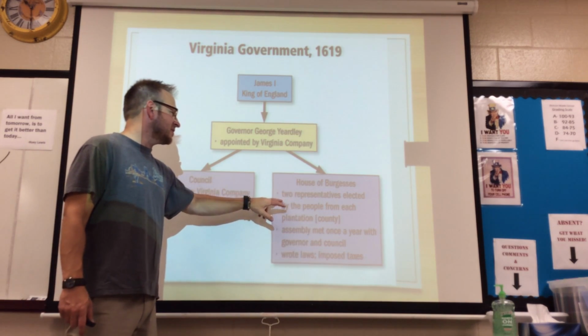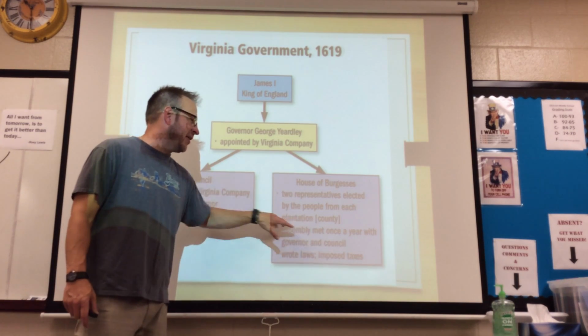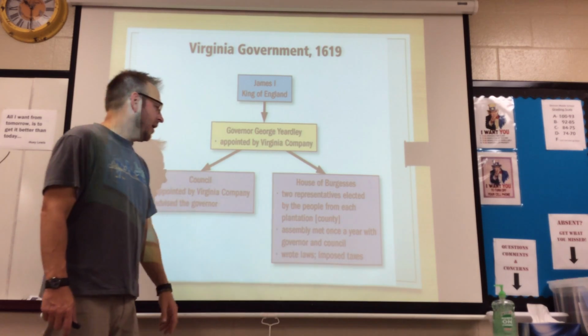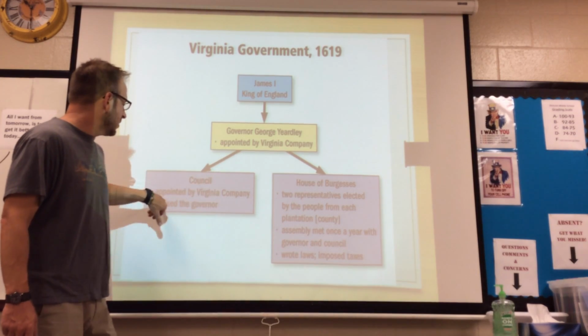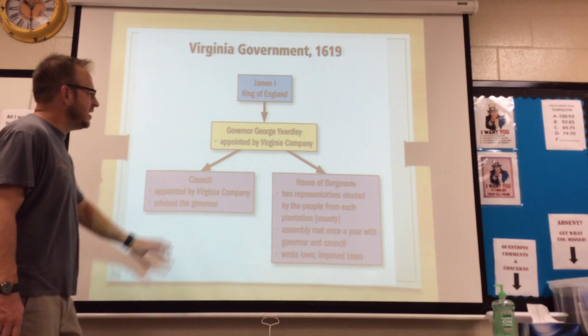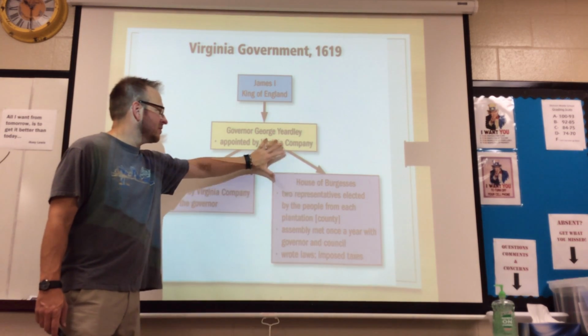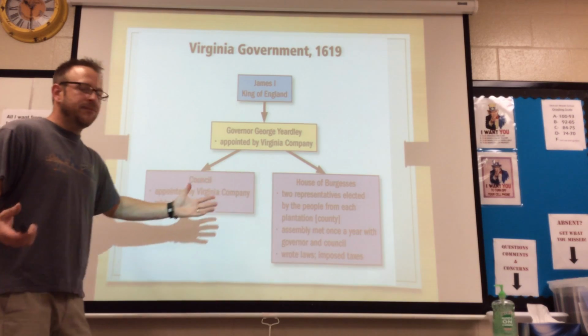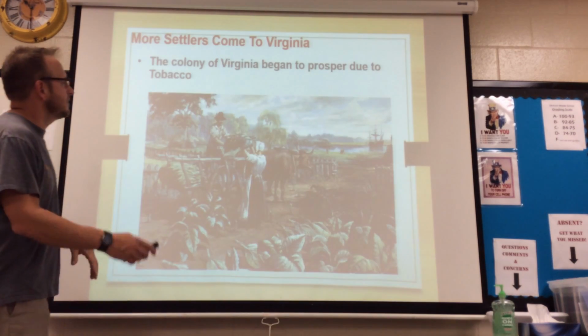Now, the House of Burgesses was elected. There were 2 people from every county or plantation, and then the council was appointed by the Virginia Company and advised by the governor. So granted, it was 3-2, or 2-1, but you still had some representation.